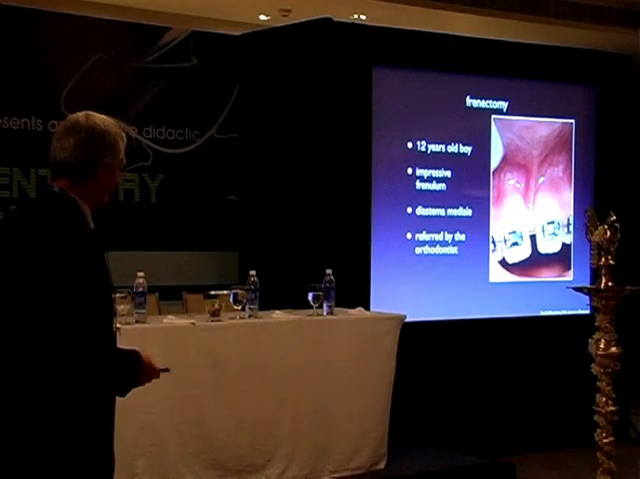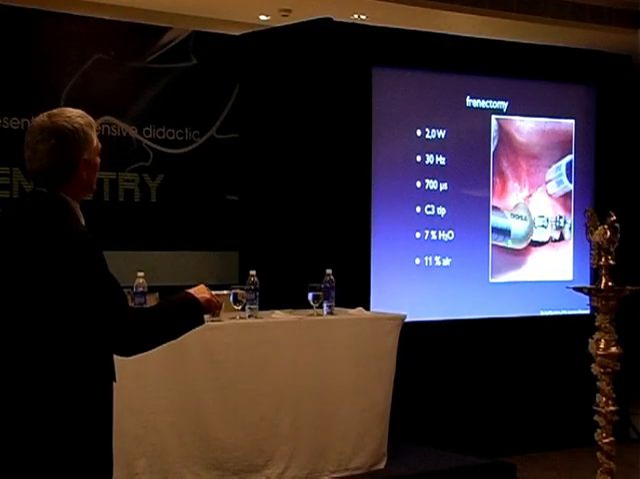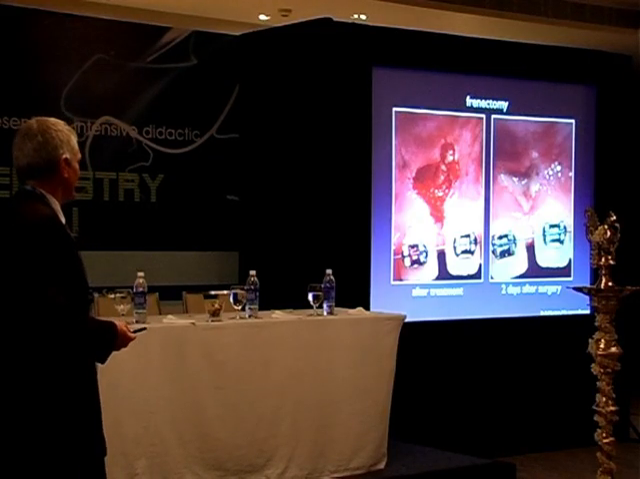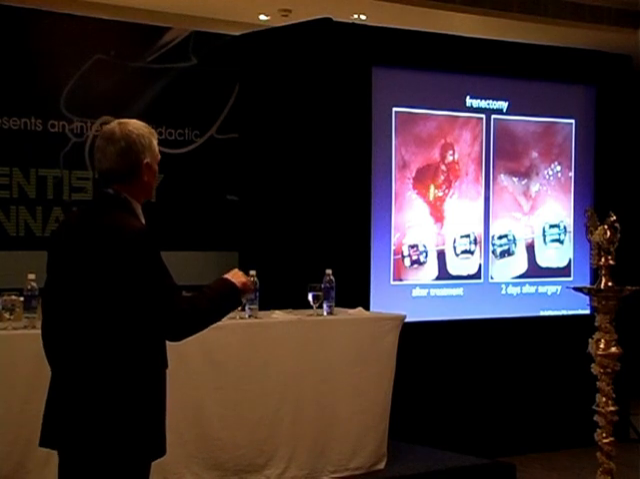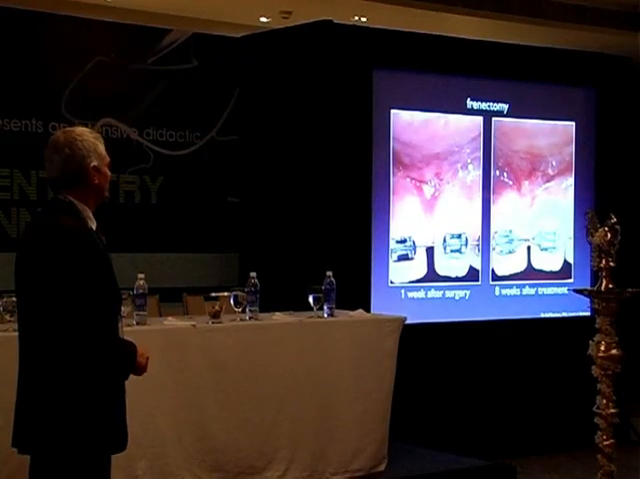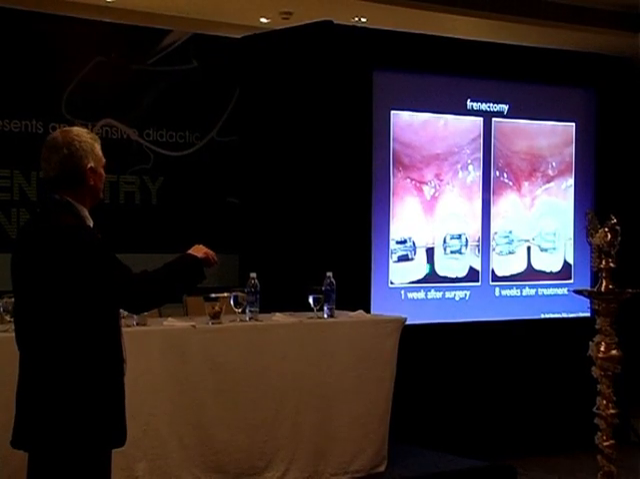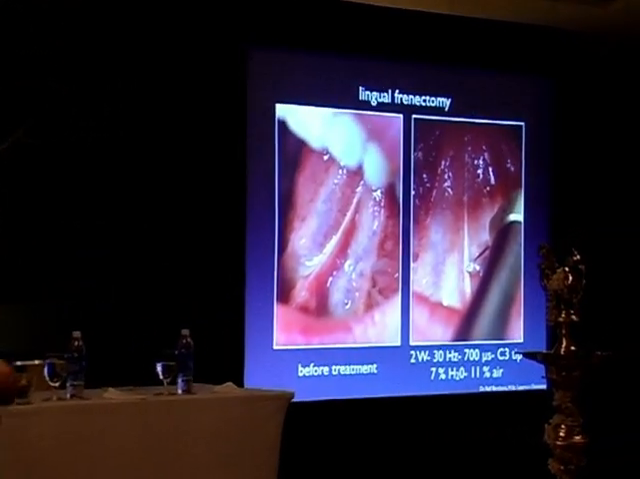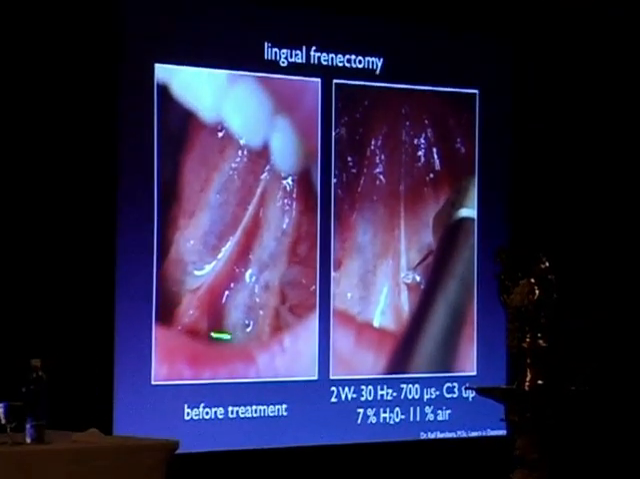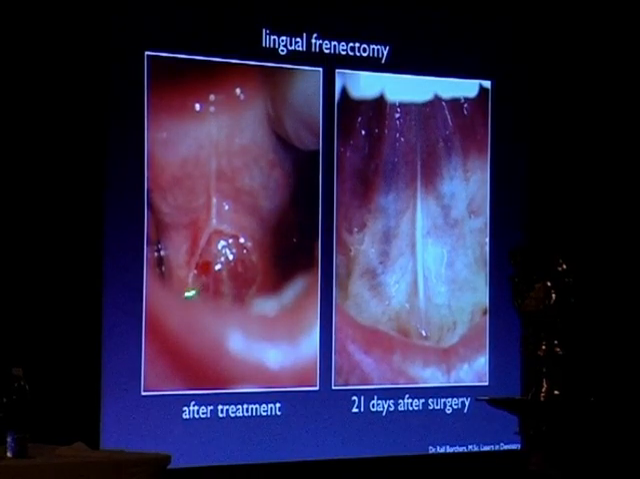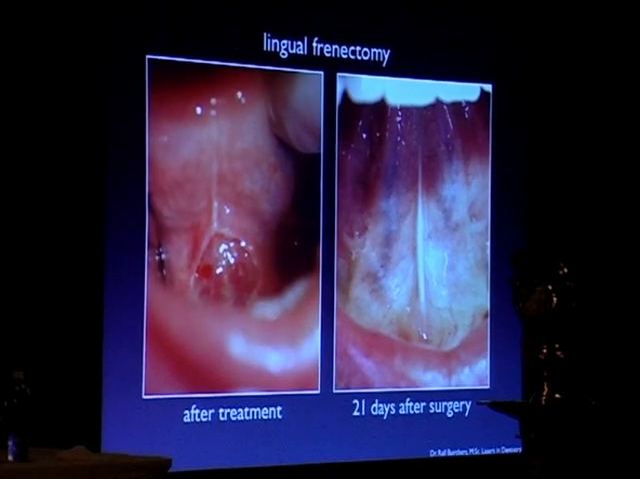Frenectomy can be done by both lasers. This is done with an erbium laser, and as we can expect, because there is not such a good coagulation as with the diode laser, there is a little bleeding. 2 days after surgery, 1 week after surgery, 8 weeks after treatment, and you can see the diastema decrease. Lingual frenectomy, which you have to do very carefully because of the glandula lingualis. You can see it here, done with an erbium laser, nearly no bleeding, and 21 days after surgery. Very, very nice healing.